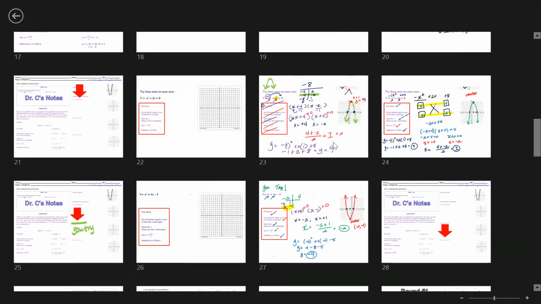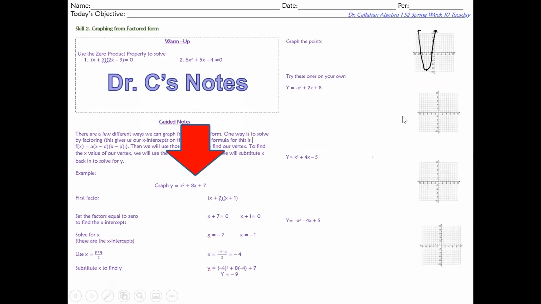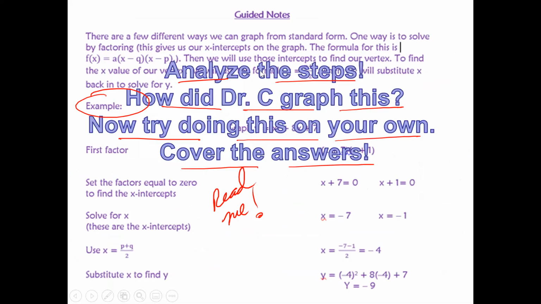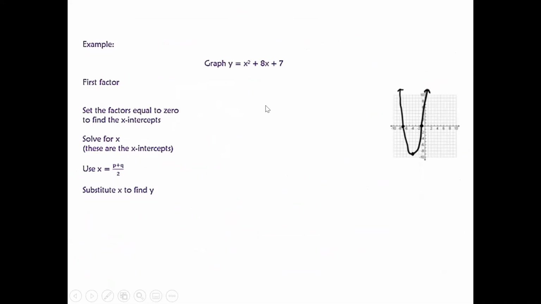So let's go ahead and get started with this then. We'll start off right here. I want you guys to read it, analyze the steps, and see how it is solved. How were they able to get the x values and the y values? All right, analyze the steps. How did Dr. Callahan graph this? Now do this on your own, cover the answers. Let's take a look at the first part over here.